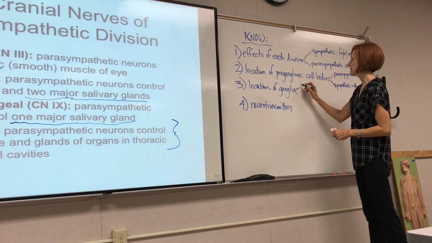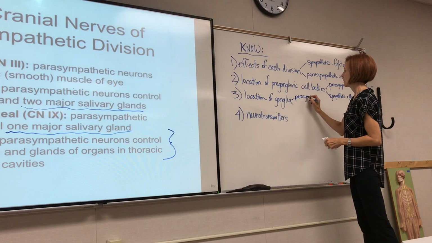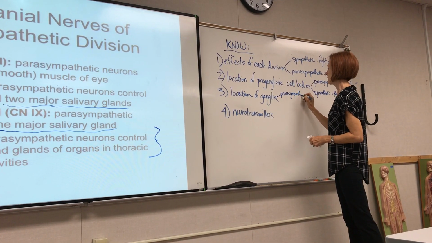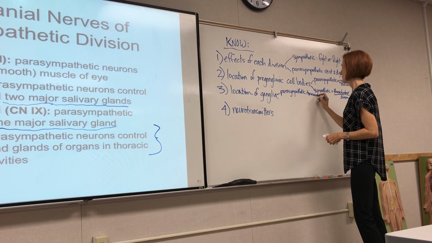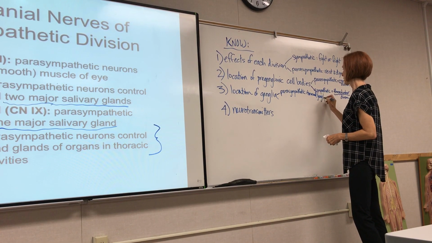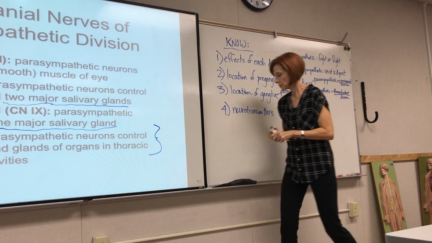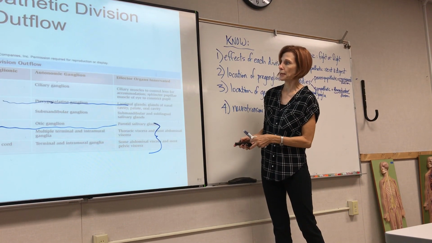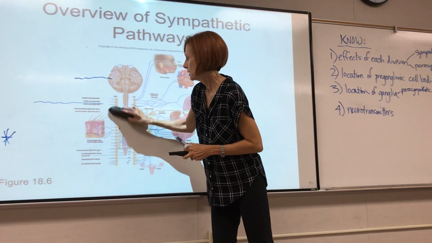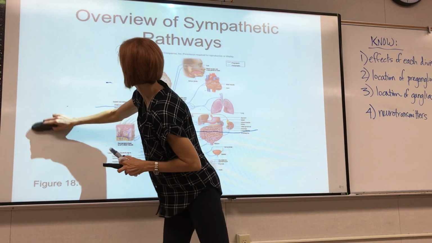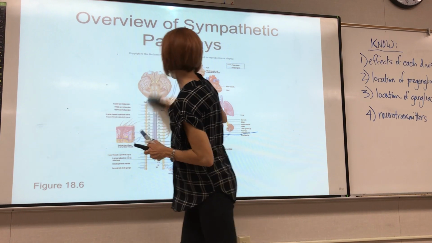So for the parasympathetic, just know that the ganglia are called terminal ganglia because they're at the termination of the pathway. So when you take a look at this diagram again, you can kind of see this. Oh, I'm sorry, this is sympathetic. Wait a second, let me go back.